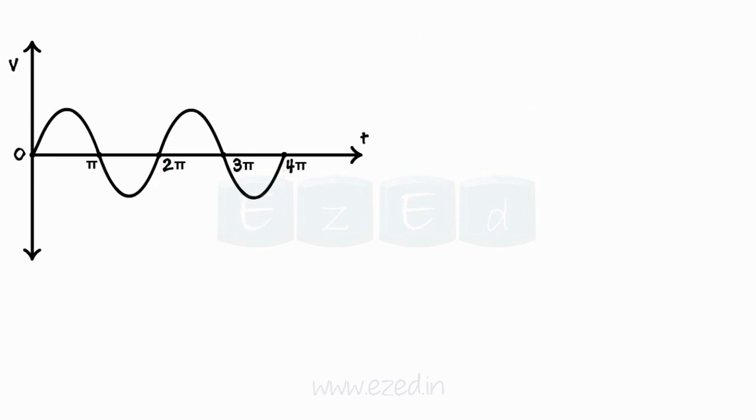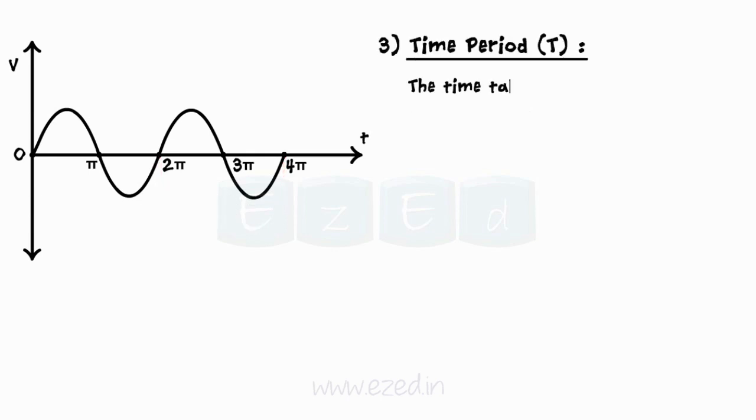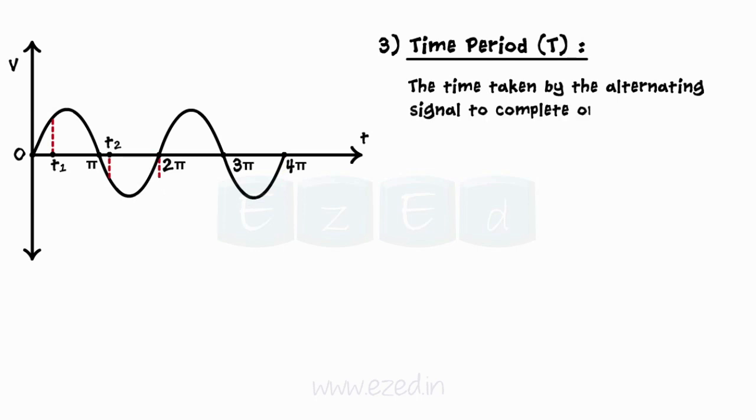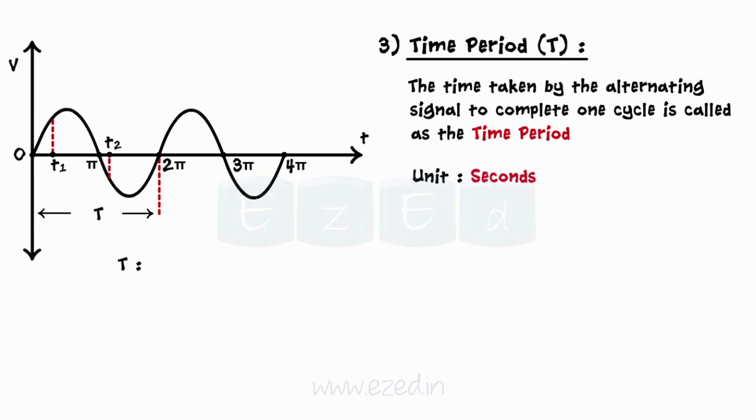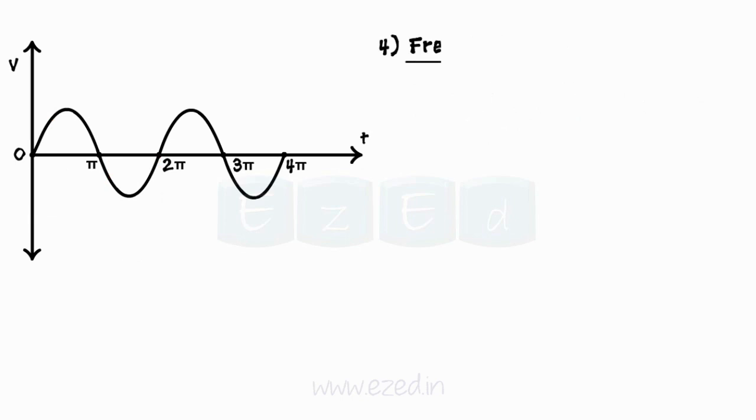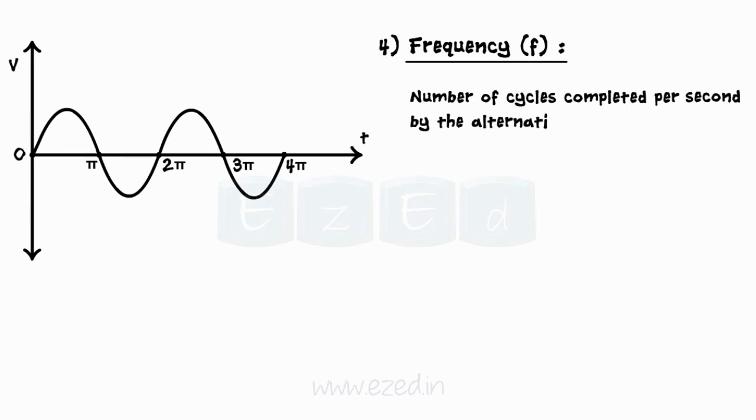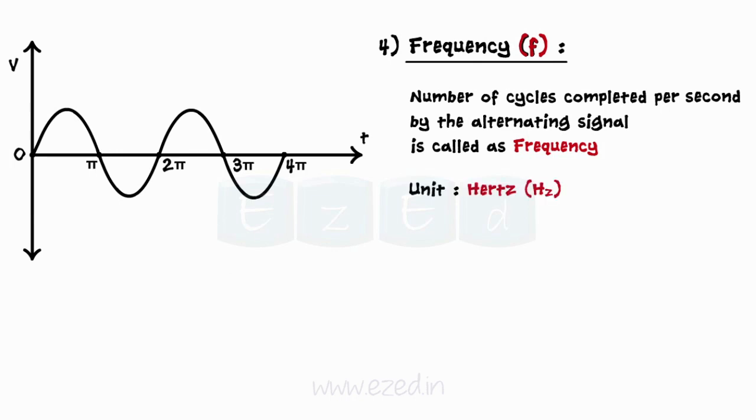The third term is the time period. The time taken by the alternating signal to complete one cycle is called the time period. It is denoted by capital T and is measured in seconds. Thus, capital T represents the time period and small t represents the time instant. The fourth term related to the AC signal is the frequency. Number of cycles completed per second by the alternating signal is called frequency, denoted by f and measured in hertz. The frequency is the reciprocal of the time period, thus f is equal to 1 upon T.